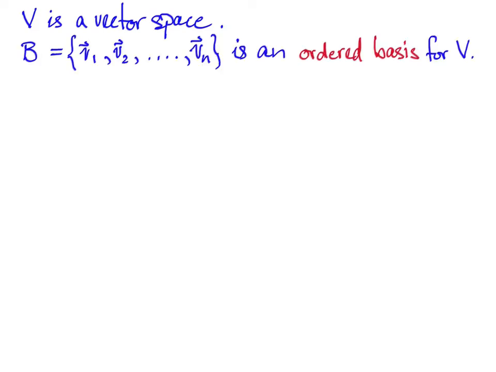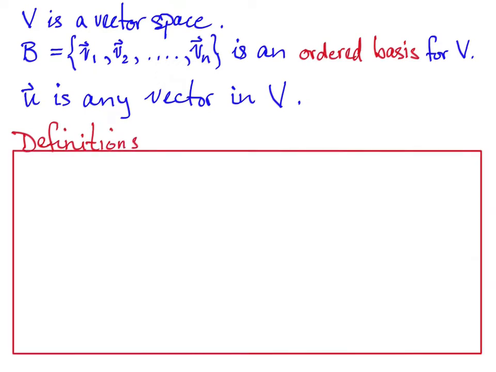So before we write down our definitions, let's just establish a few things. Suppose V is a vector space. B is some ordered basis for V, so B has n vectors in it, so V is an n-dimensional vector space. And we say ordered basis because we want to make sure we write the vectors in the same order all the time. We know which order we're using. And suppose U is any vector in the vector space V.